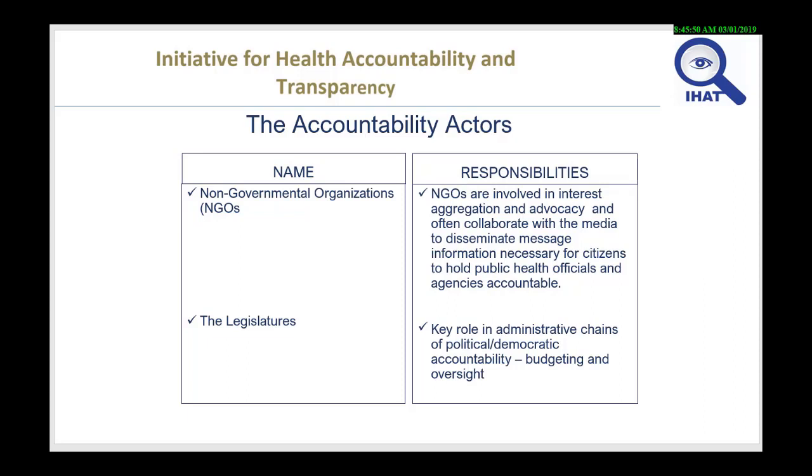In Nigeria, the National Assembly, both the House of Representatives and the Senate. And incidentally, both of them have the health committees. They play a key role in administrative chains of political and democratic accountability, particularly with respect to budgeting and oversight.